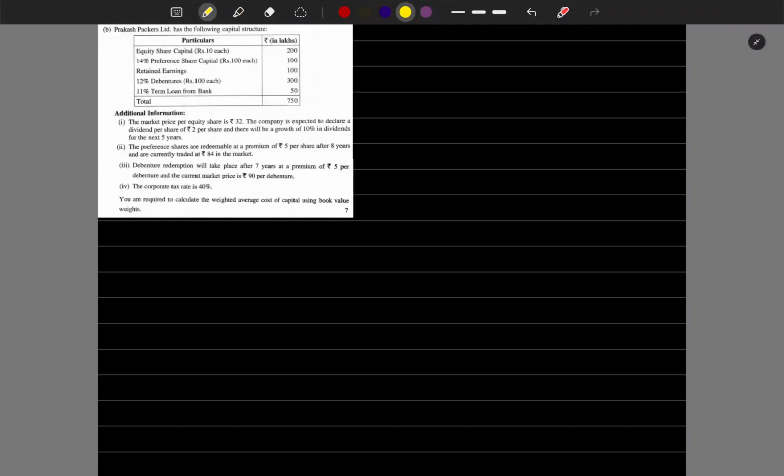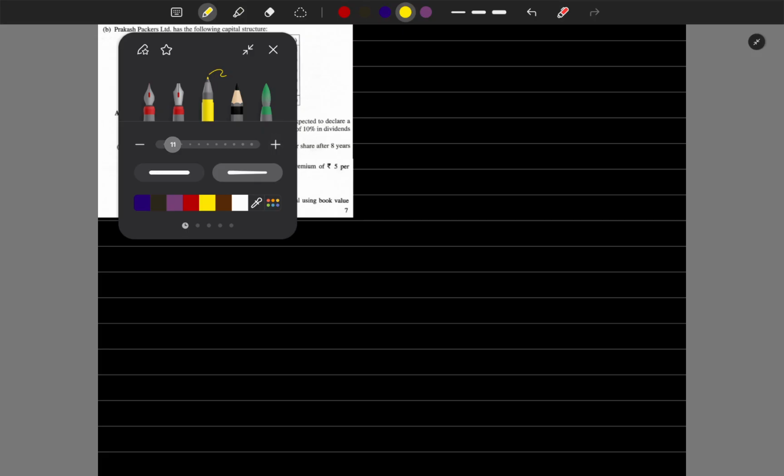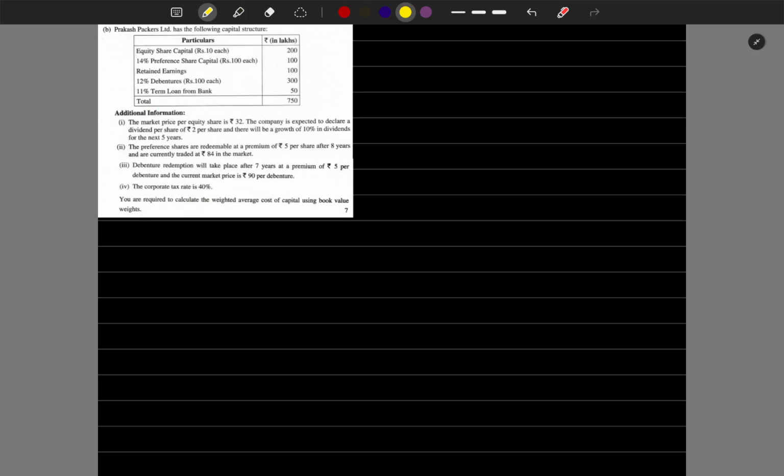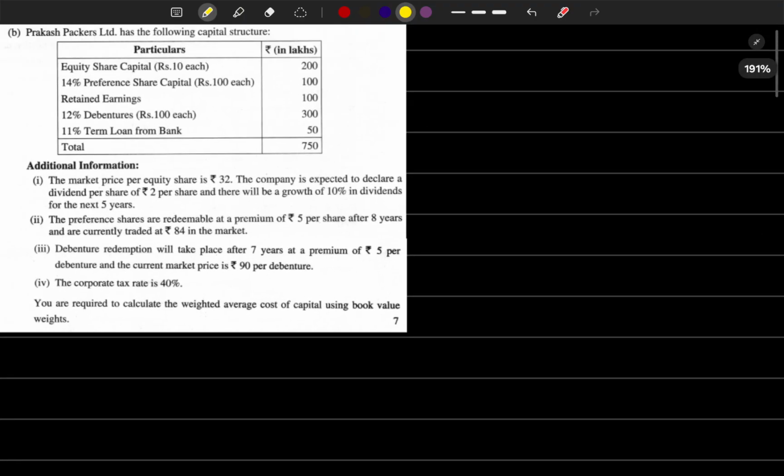Hey guys, welcome back. Today we are going to solve a problem from December 24 financial management. This is from the cost of capital. Let's quickly read the problem. Prakash Packers has the following capital structure.